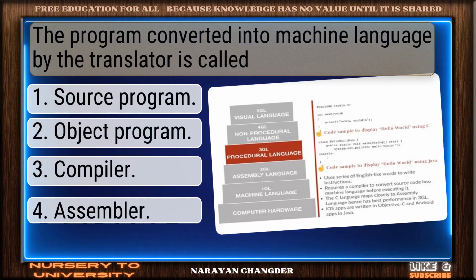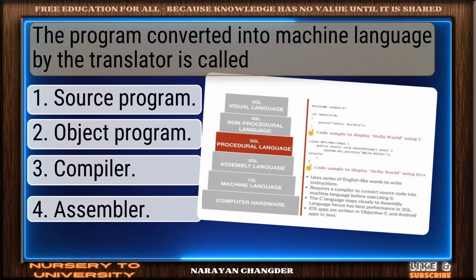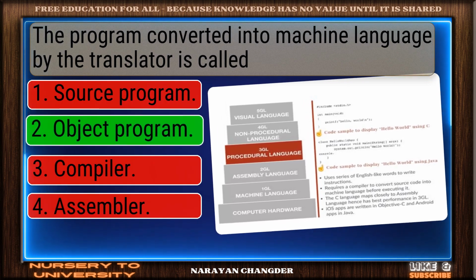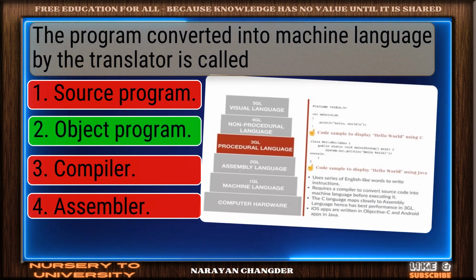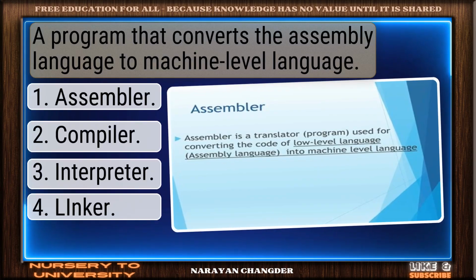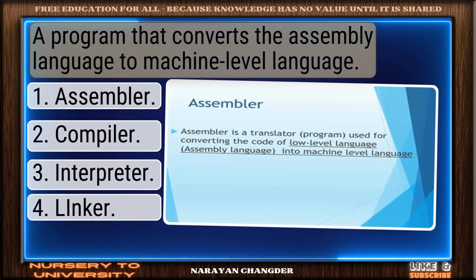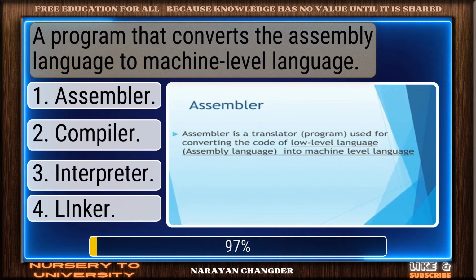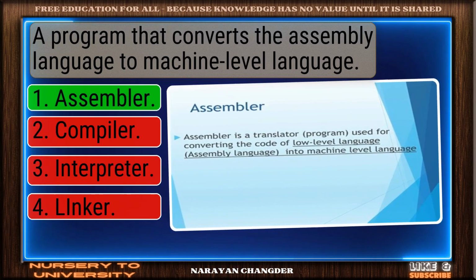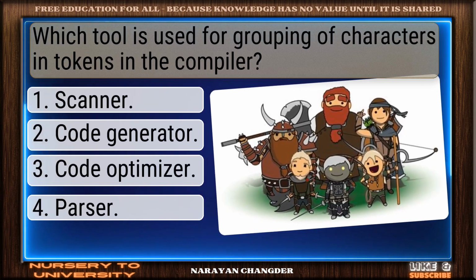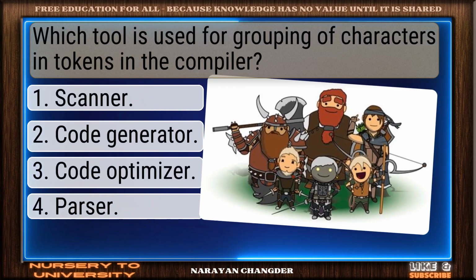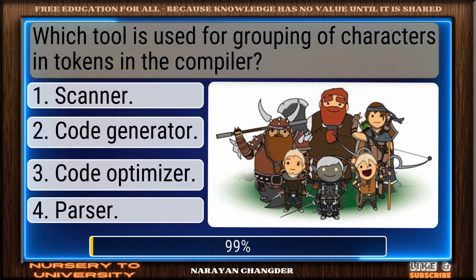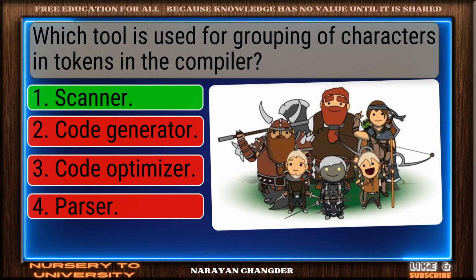The program converted into machine language by the translator is called... Good thinking. Object program is right. A program that converts the assembly language to machine-level language. Excellent. Assembler is well-reasoned. Which tool is used for grouping of characters in tokens in the compiler? Nice work. Scanner fits perfectly.